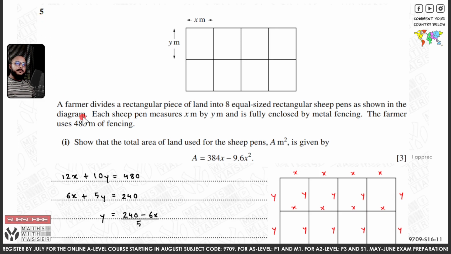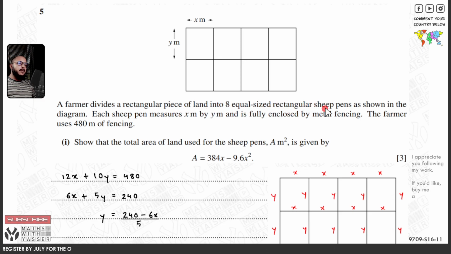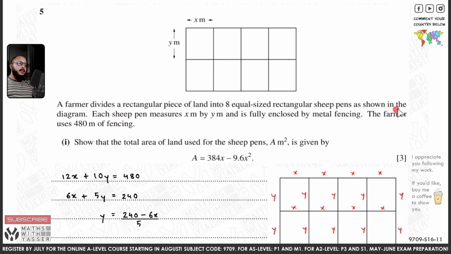Question number 5. A farmer divides a rectangular piece of land into 8 equal-sized rectangular sheep pens as shown in the diagram. Each sheep pen measures x meter by y meter and is fully enclosed by metal fencing. The farmer uses 480 meter of fencing. Show that the total area of land used for the sheep pens, A meter square, is given by this equation.